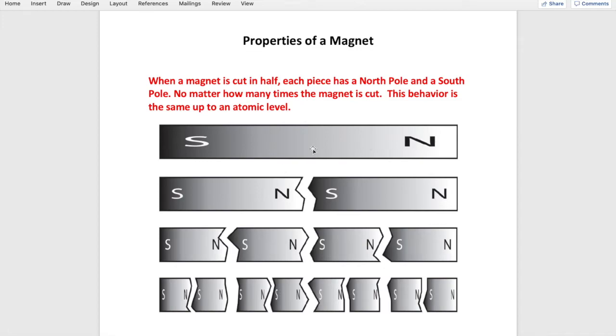And we can see here that we have the big magnet with north and south. When we cut it in half, each piece has north and south. And we can cut it again, and we have north and south, north and south. And we can go again and again and again, and every single piece is always going to have north and south.